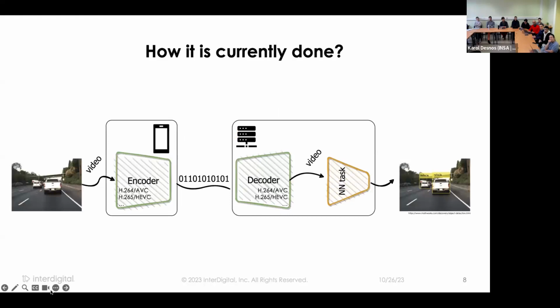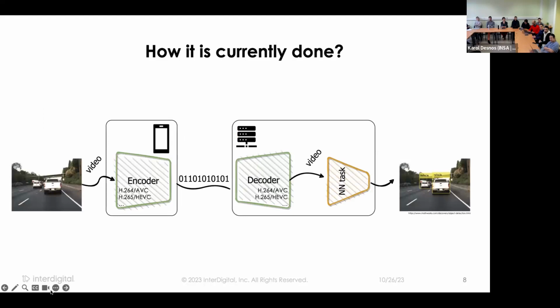Obviously, the people that need this kind of pipelines, they're not going to wait for MPEG to tell them how to do it. So it's currently done.